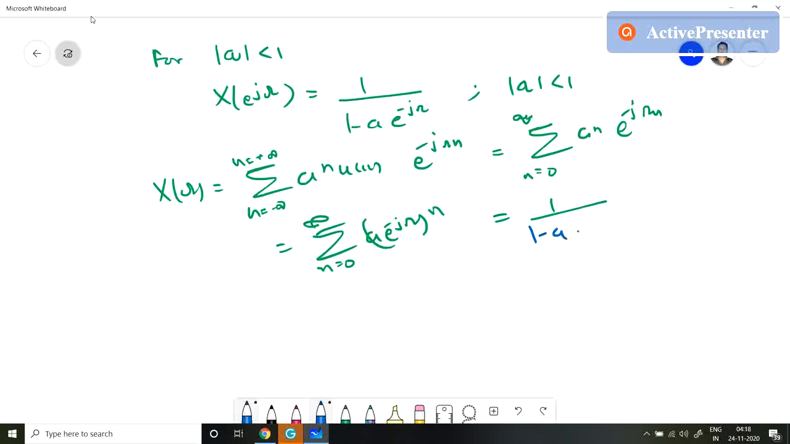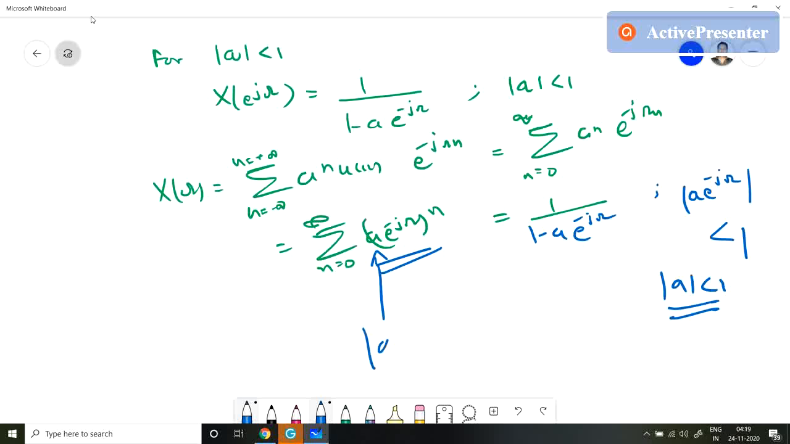1 minus a e raised to the power minus j omega, and we need the modulus of a e raised to the power minus j omega to be less than 1. That is, modulus of a should be less than 1 for convergence of this series. Otherwise, the series will not converge.